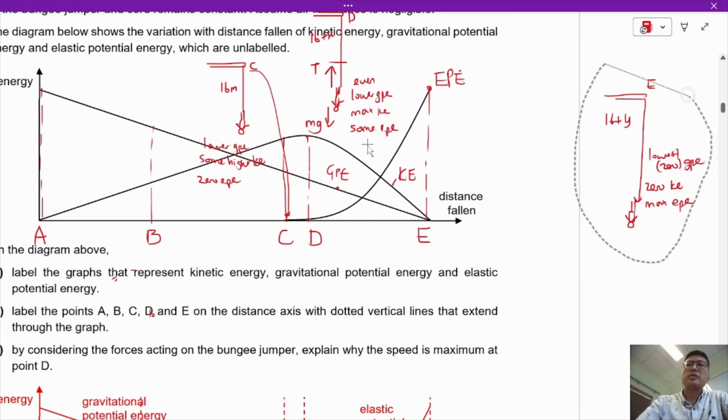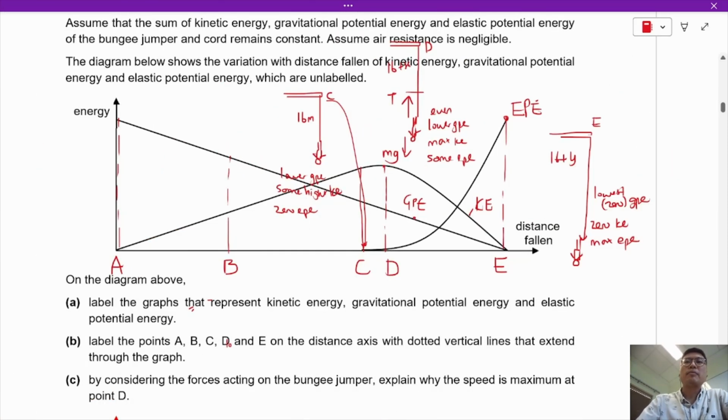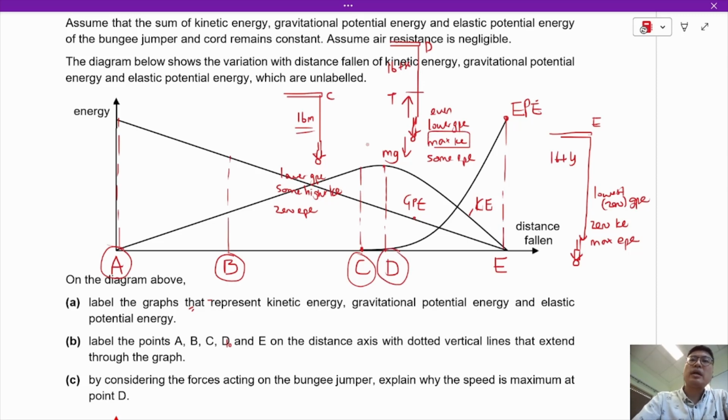Just let me try to get this drawing over there. Now, at point A, the bungee jumper just steps off the platform. At point B, he is falling. At point C, the EPE just starts to increase because the string is stretched to, let's say, 16 meters, which I made up myself. At point D, that's when you have maximum KE. Then at point E, that's when the person has stopped the most, and then he's going to come back.